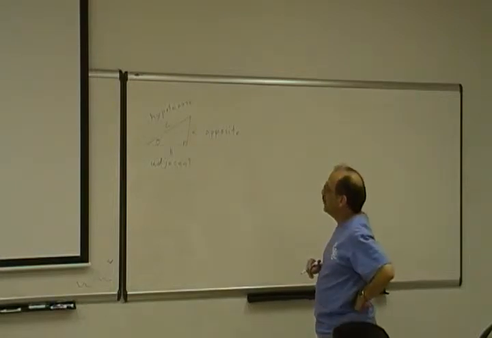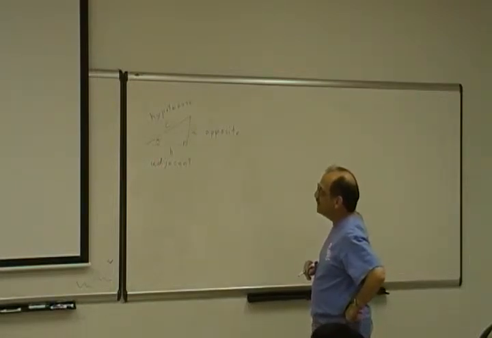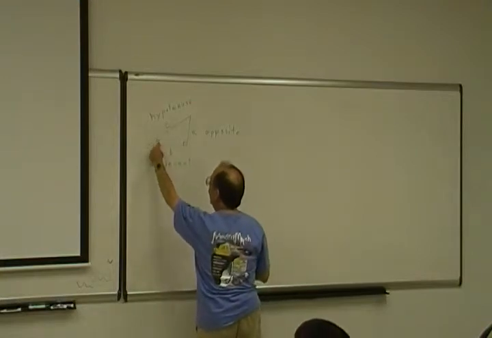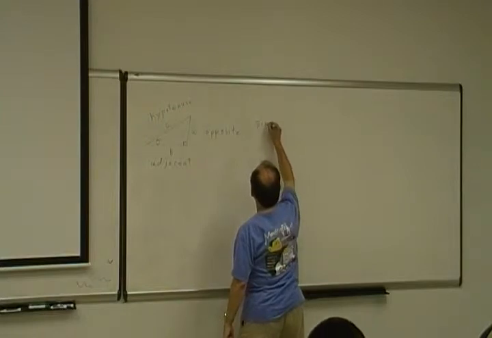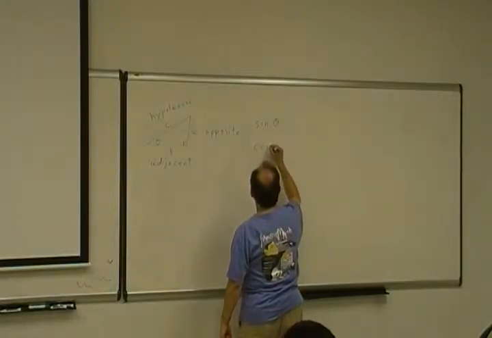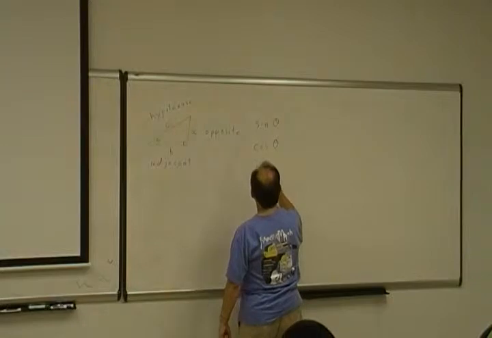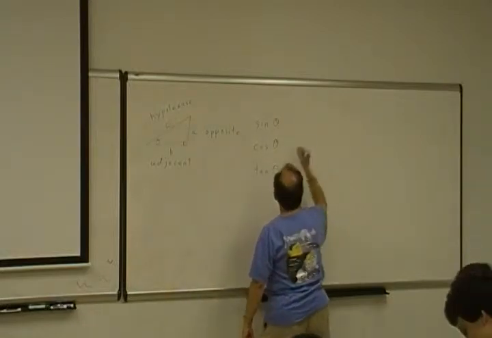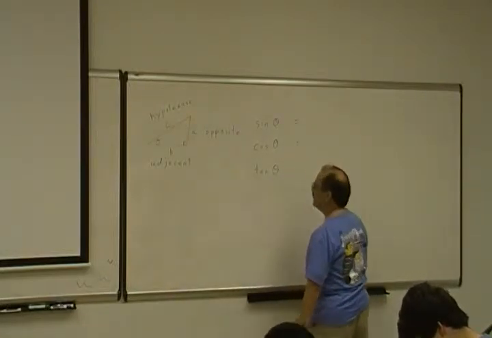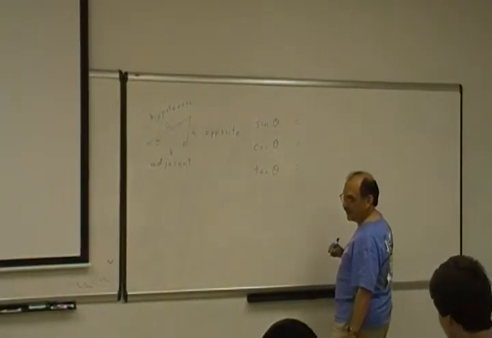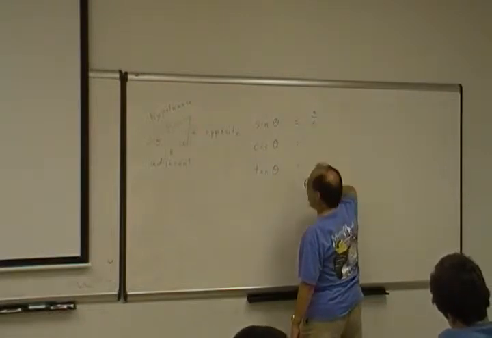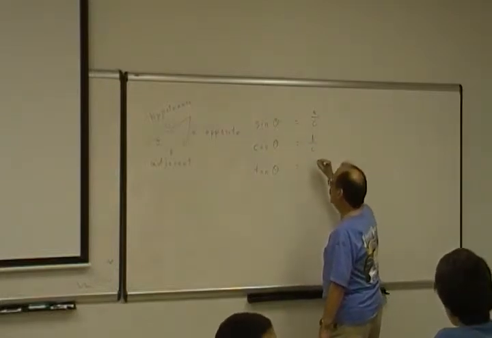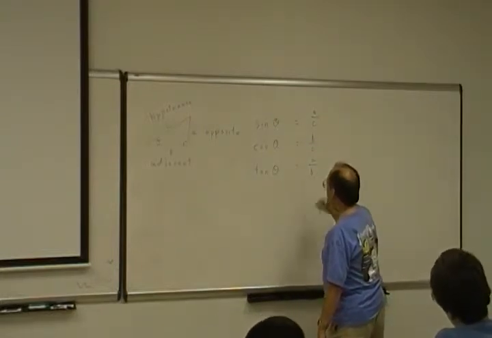All right. So, in terms of those three sides, we define certain functions of this angle. The first one is called the sine of theta. The second one is called the cosine of theta. The third is the tangent of theta. And there's three more, but we'll start with these three. The sine is A divided by C. The cosine is B divided by C. The tangent is A divided by B.